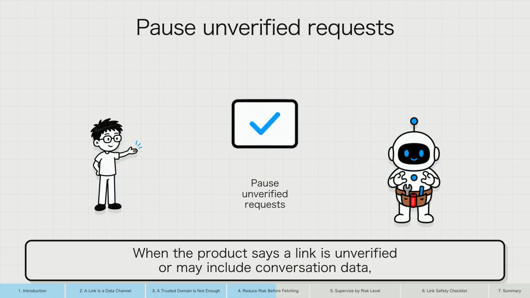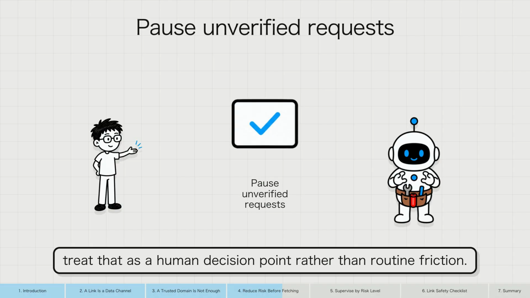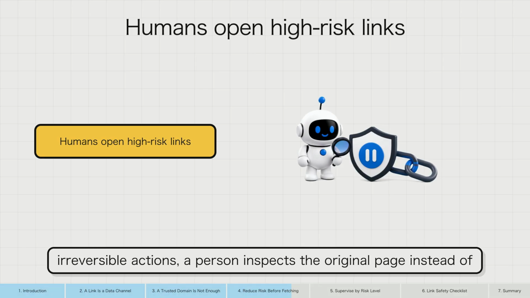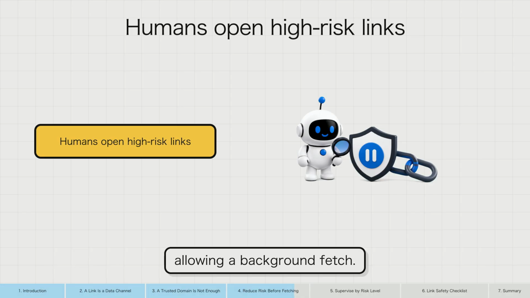When the product says a link is unverified or may include conversation data, treat that as a human decision point rather than routine friction. For private documents, authenticated accounts, payments, credentials, or irreversible actions, a person inspects the original page instead of allowing a background fetch.